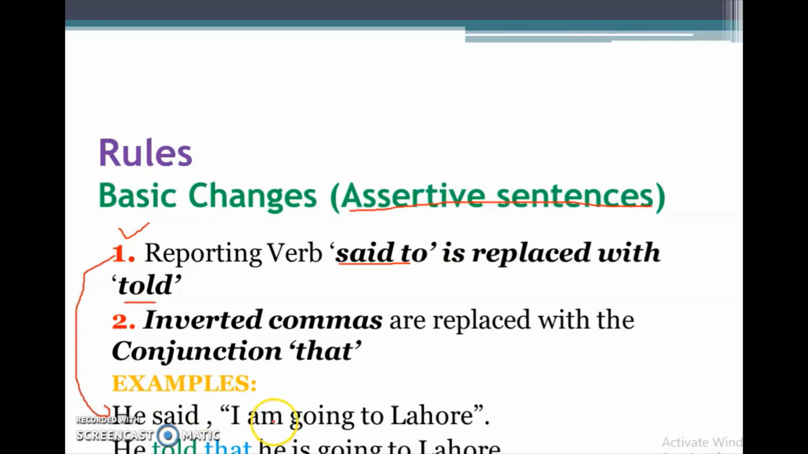Apply the first rule on this sentence. The example is: he said, I am going to Lahore. As you can see, this will be changed to he told. Said is changed into told. So we have applied the first rule.